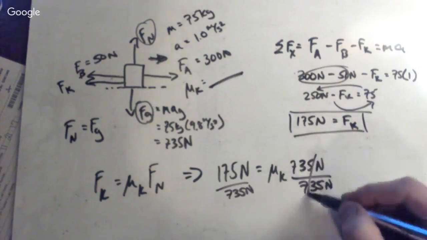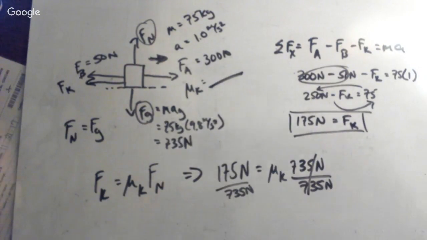All right. So let's go ahead and do this math. 175 divided by 735.